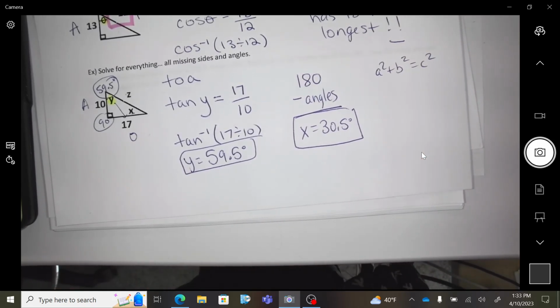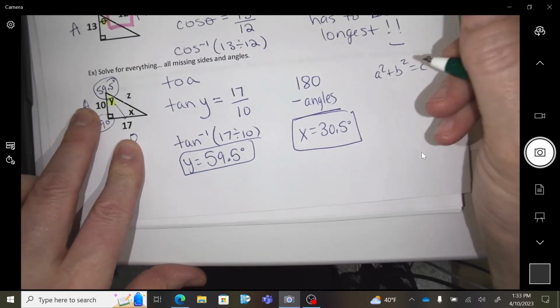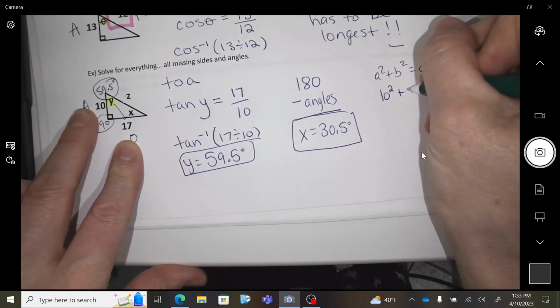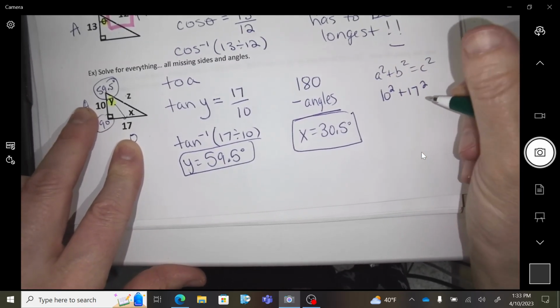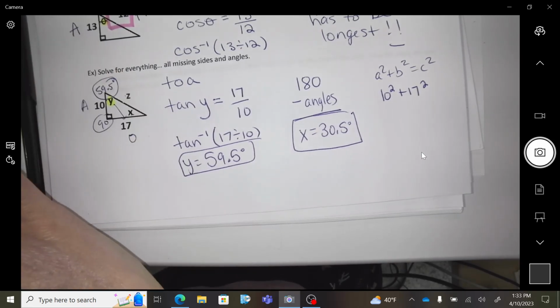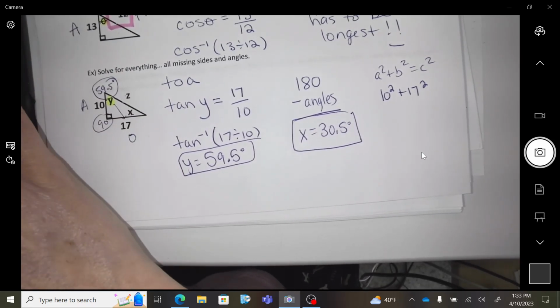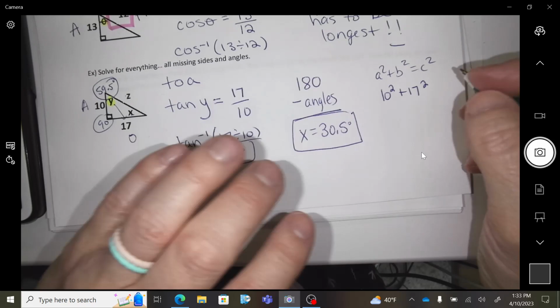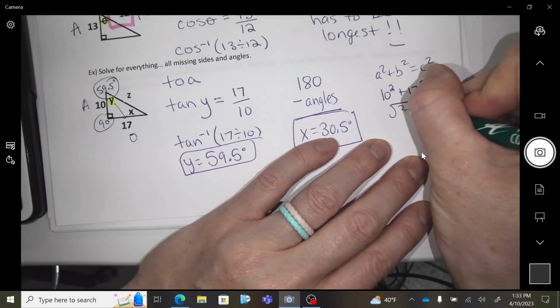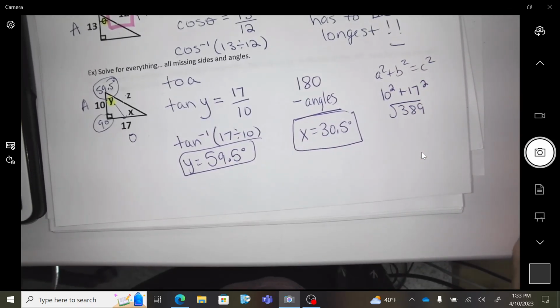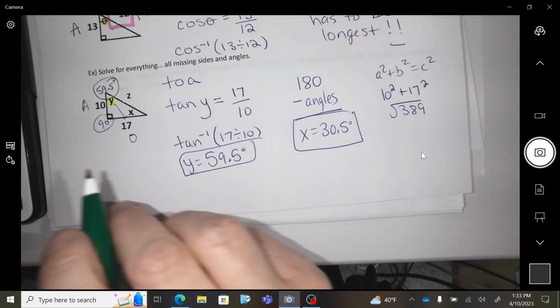So, here's my question. Would you want to add because you were finding a longer side, or would you want to subtract because it's a shorter side? Which method would you pick? Add. So 10 squared plus 17 squared is 389. But don't forget, you still have to square root it, right?